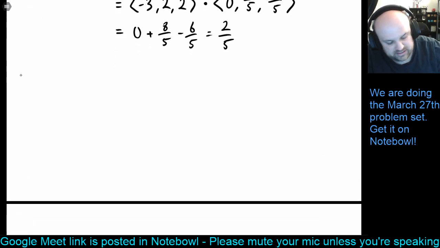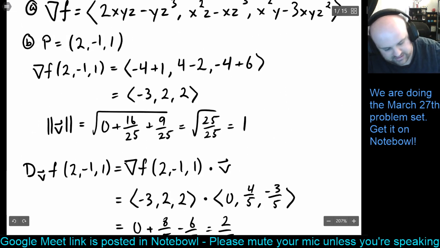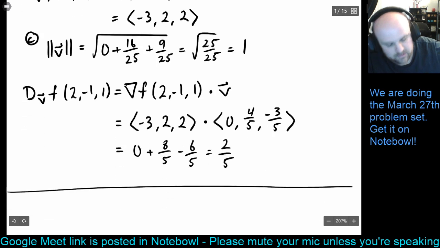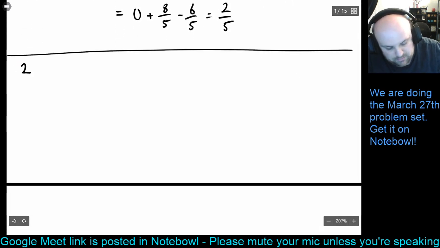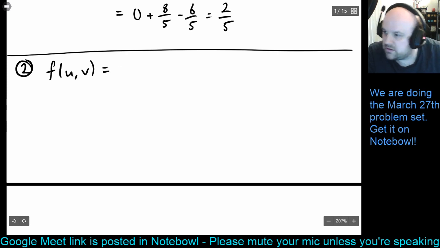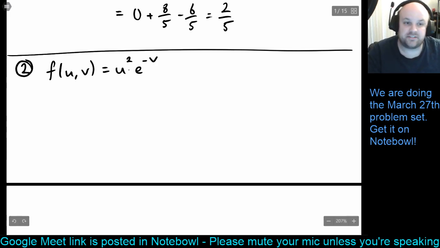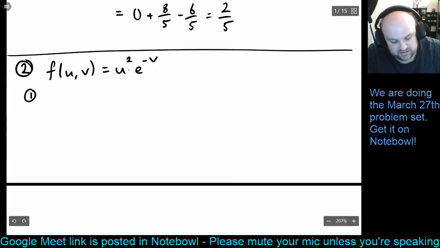So let's look at the next problem here. I meant to write a 2 here. The next problem is f of u, v equals u squared e to the minus v. Okay. Let's do this in the same order. First part is take the gradient of this.